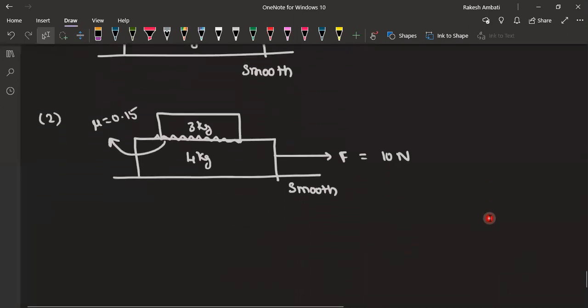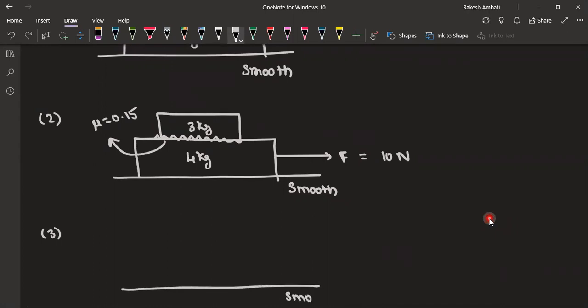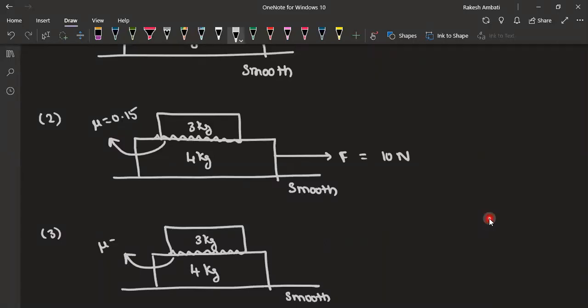Completed. And one more homework question, the third one. So it is a smooth surface, and here the mass of this block is 4 kg and the mass of this block is 3 kg. It is a rough surface. Mu is given 0.14, applied force 12 newtons.